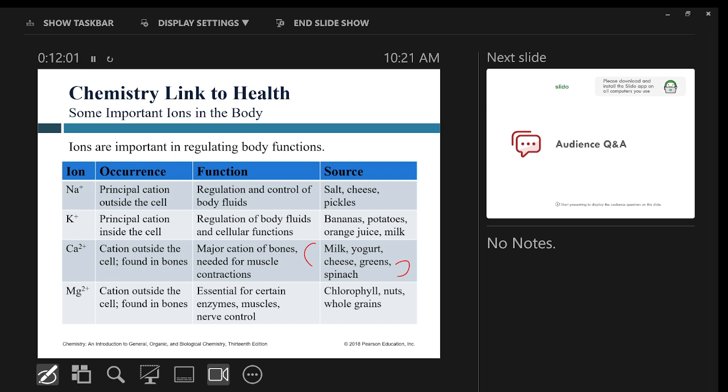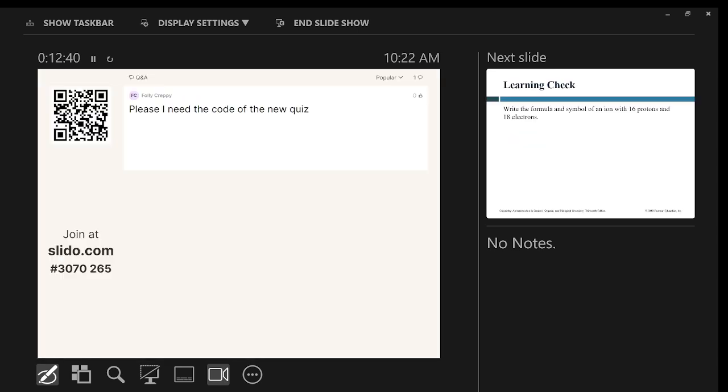Anyways. So magnesium, this is essential for certain enzymes. Anybody ever heard of enzymes before? They're the workhorses, right? They do all the stuff in the cells. They are usually proteins, but yes, they can also be involved in making proteins. They're involved in basically making anything or doing anything. Chlorophyll, nuts, and whole grains have this. It's also responsible for things like muscle and nerve control as well. So incredibly important.